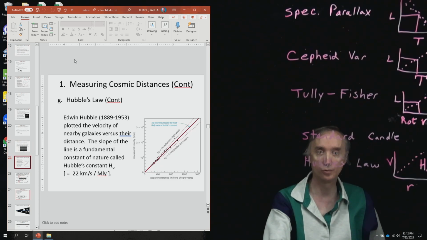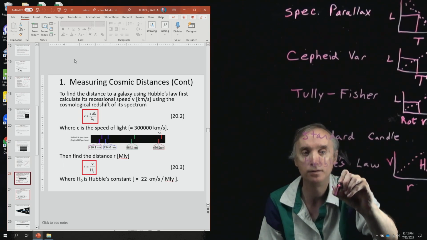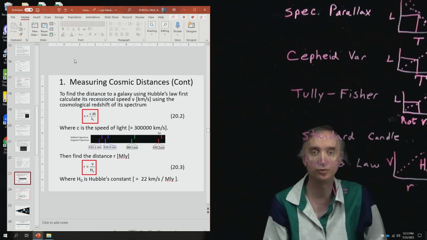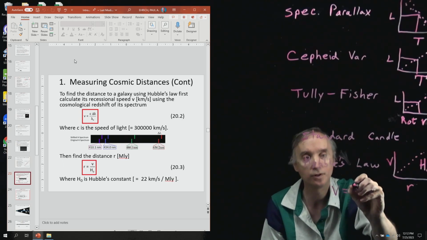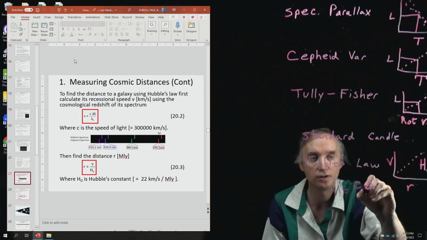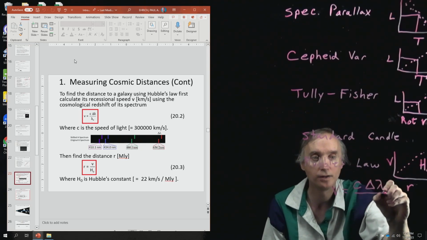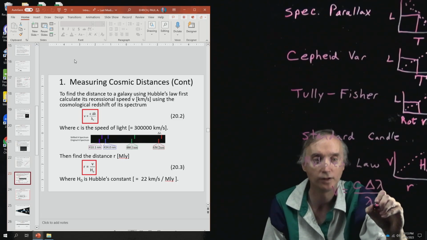So the first one is going to be that the speed at which a galaxy is moving away from us is going to be the speed of light multiplied by the change in the wavelength of the light divided by the original wavelength of the light.